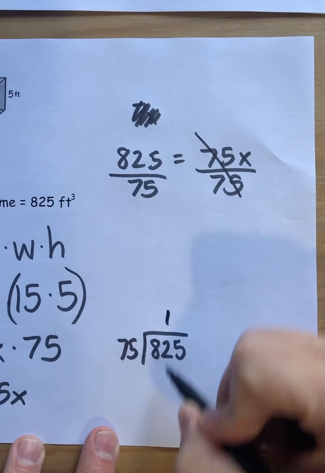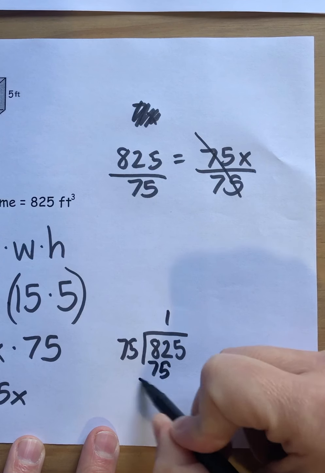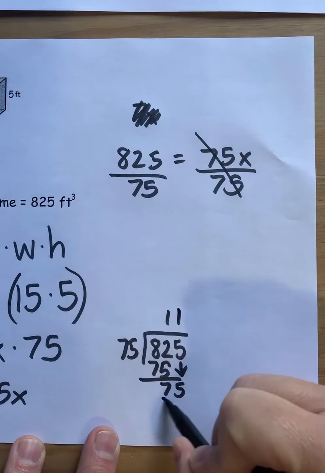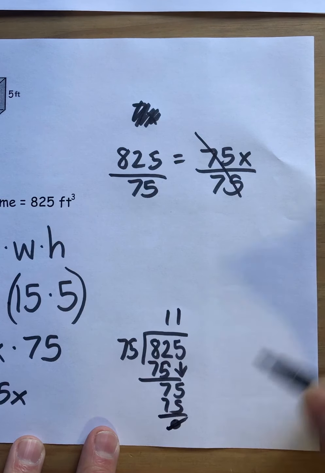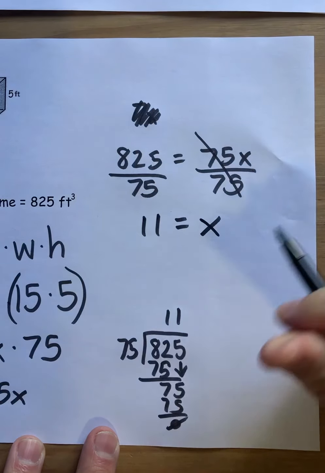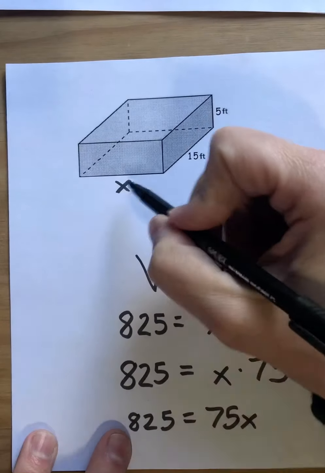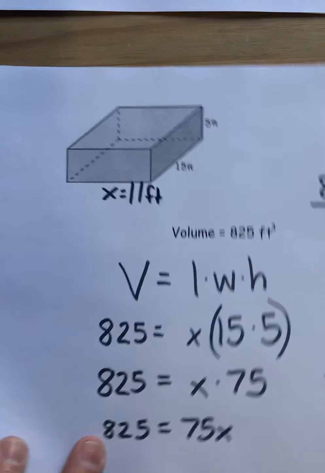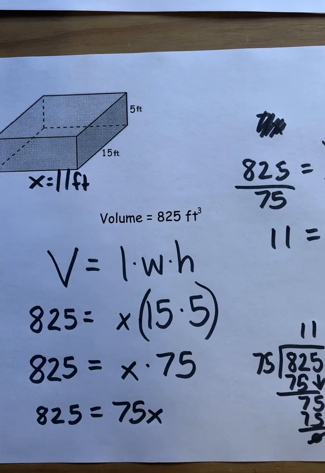75 goes into 82 one time with a remainder of 7. Oh, look at how convenient that worked out. And so now we know that 11 is equal to x. And so we can go back to our picture, and we now know our value of x is 11 feet. So you can actually put together all those different skills to get this.